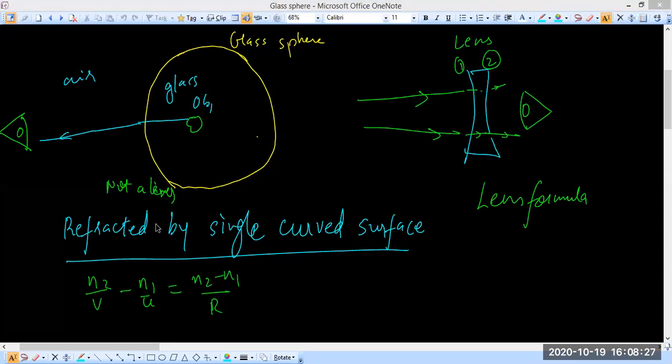So the next thing that we're going to do now is probably lens formula. Let me just confirm that. Okay. Yes, it is lens formula indeed, right? So let's go to the next topic, that is refraction by a lens, right?